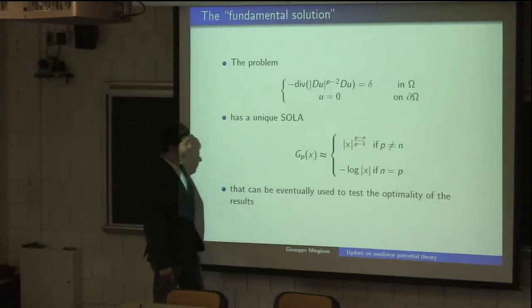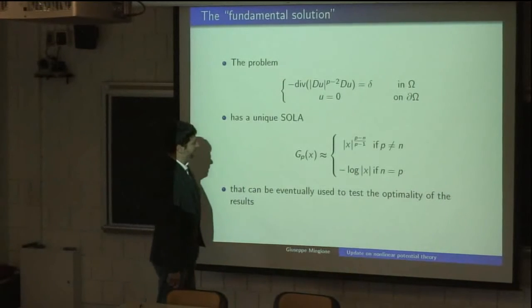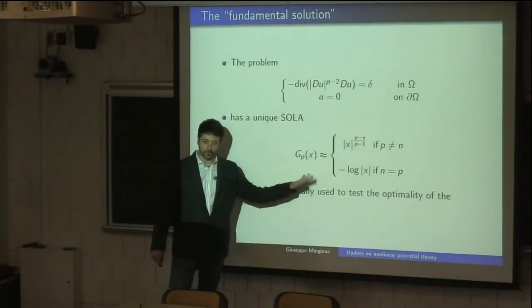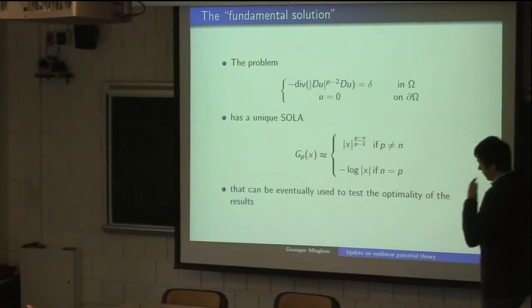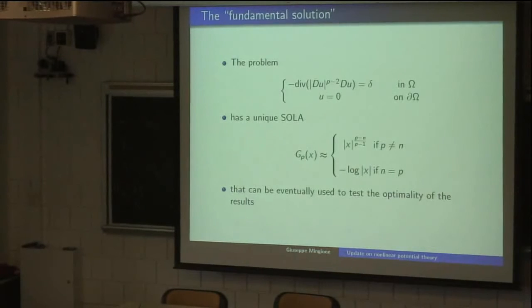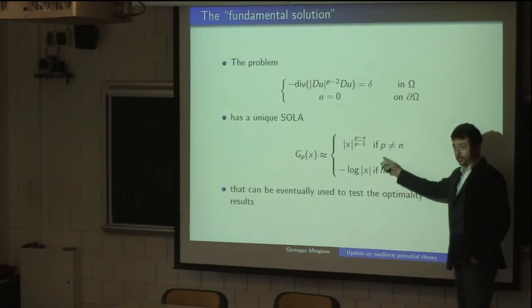It's called the nonlinear Green's function, just by analogy with the linear case. And of course, you cannot get other solutions by convolutions with this, but it's still called a fundamental solution. And it's useful because then you can test the optimality of your results by comparing with this guy.